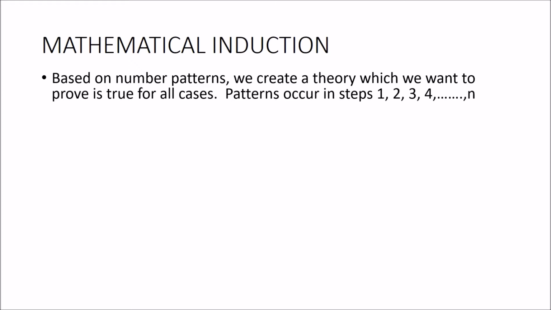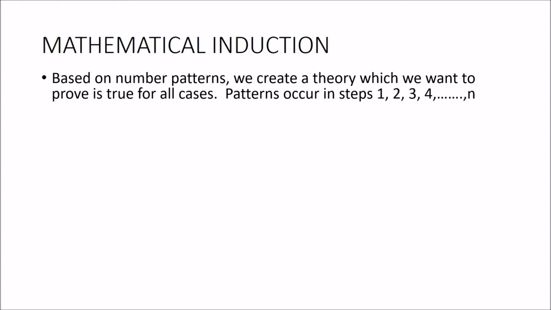Now, the patterns usually occur in steps. So step 1, 2, 3, and 4. For example, the first number, the second number, the third number, or the observations are numbered in a very logical order. And n is thought of as an arbitrary number. It can stand for anything that we want it to be, as long as it fits a certain set of parameters. Okay, so this is the basis of the proof.